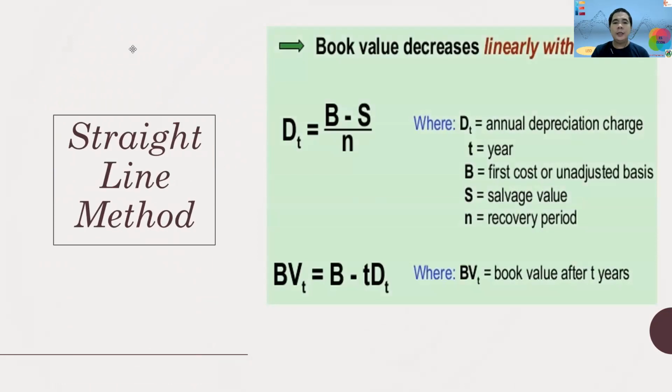So book value decreases linearly with time when we come to discussing SLM. So the Dt, or the annual depreciation charge, equals (B minus S) over N. B is the cost basis for the equipment, S is the salvage value, and N is the number of years. Therefore, the book value at year n is equal to the first cost minus the accumulated depreciation.